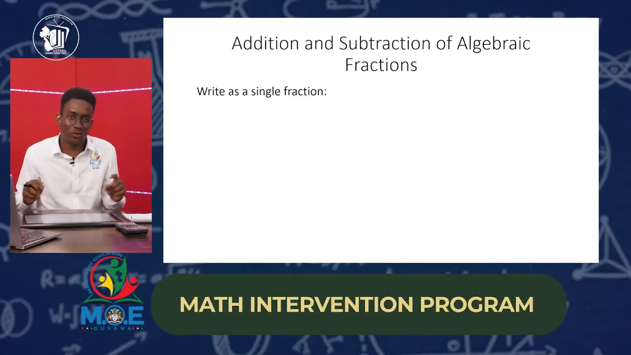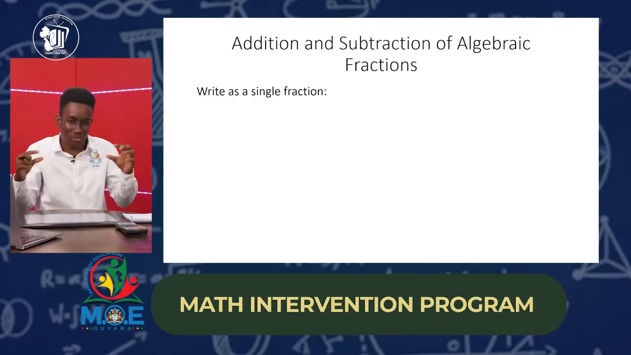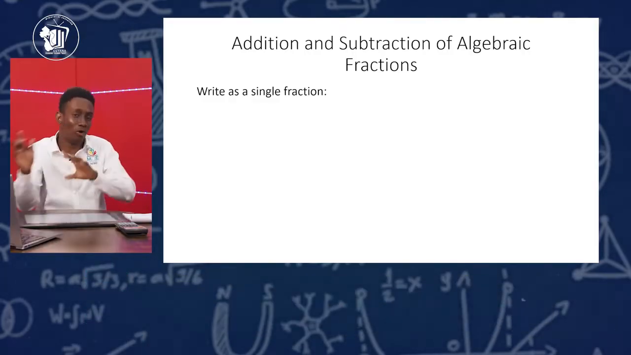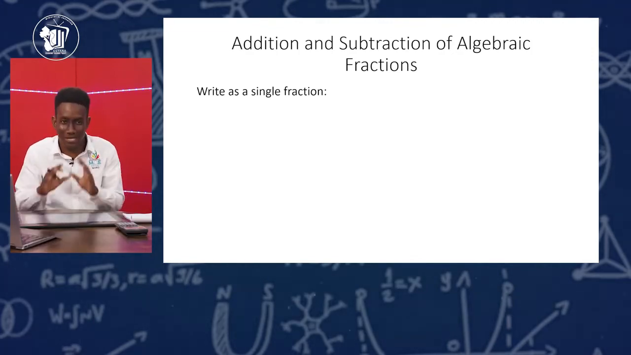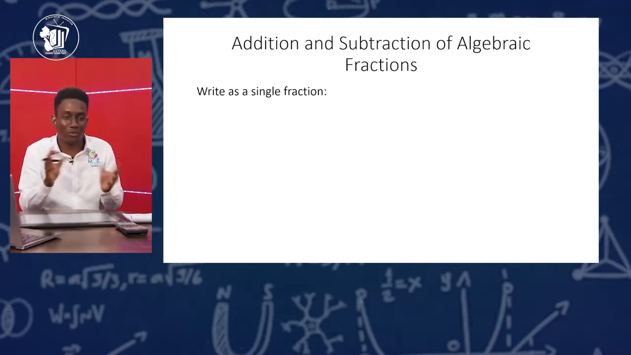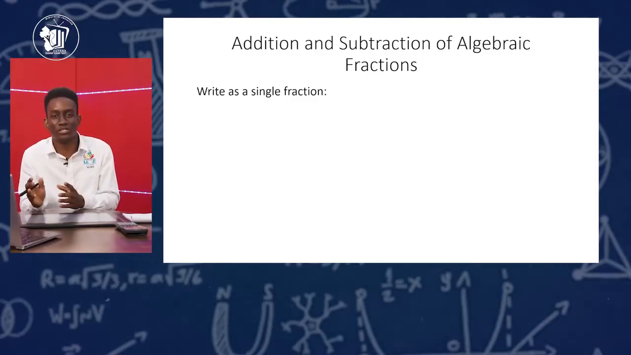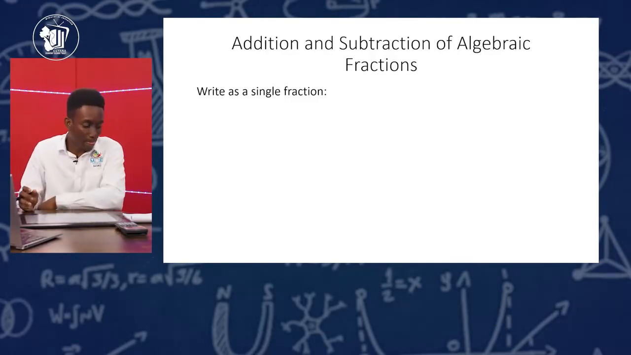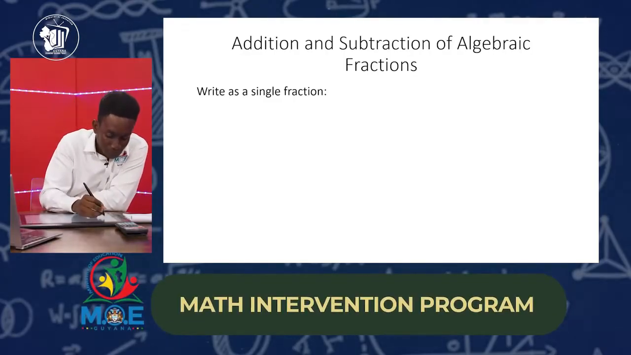Now when you're asked to simplify algebraic fractions, the question will say, write as a single fraction. All that means is you have to perform whatever operation they're asking you to do and simplify it. When you have some algebraic fractions and they say write as a single fraction, you just add, subtract, multiply, and then you simplify. So let's look at the fourth example.